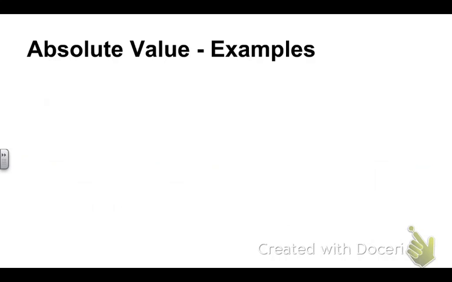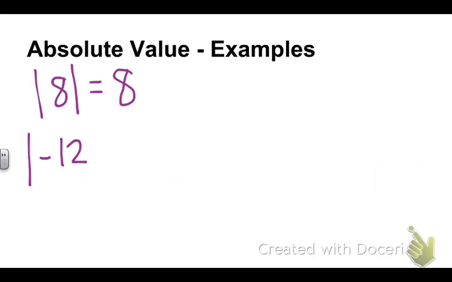Now I just want to do a couple of quick examples. We'll start off easy. What's the absolute value of 8? How many units away from 0 would 8 be? And that's simply 8. All right, what about -12? What's the absolute value of -12? How many units away from 0 is it? It is 12. Fairly basic, fairly easy.